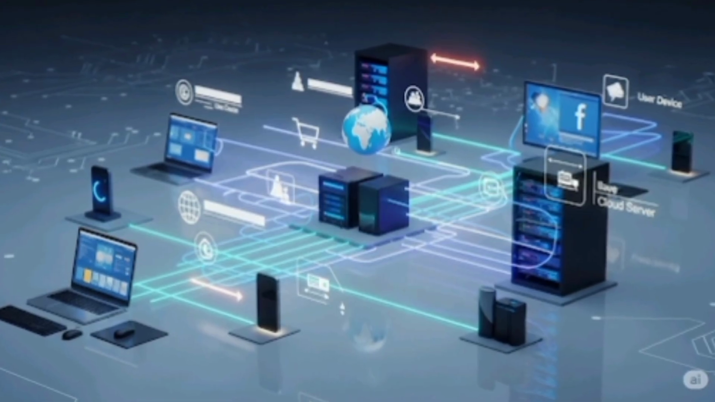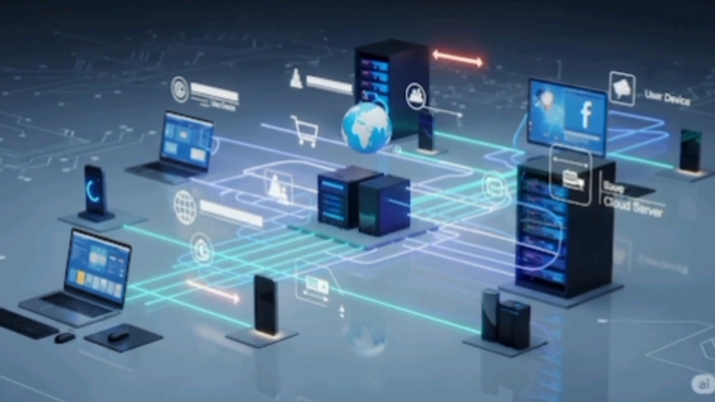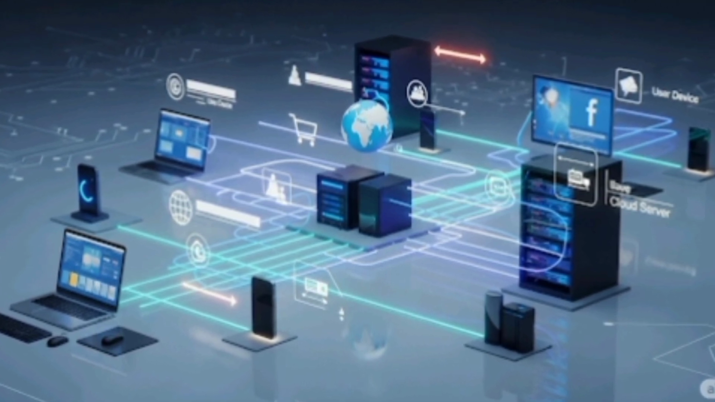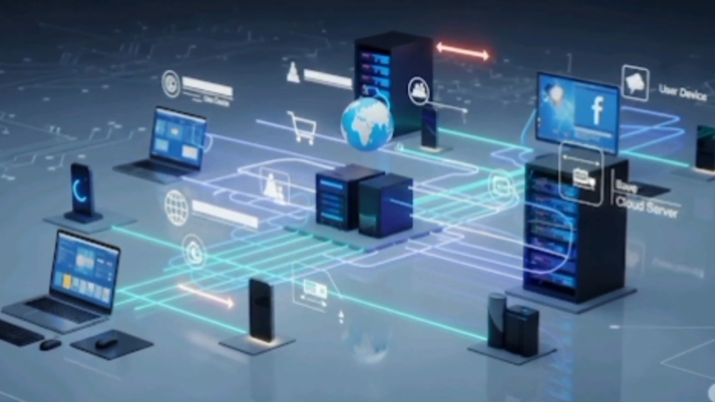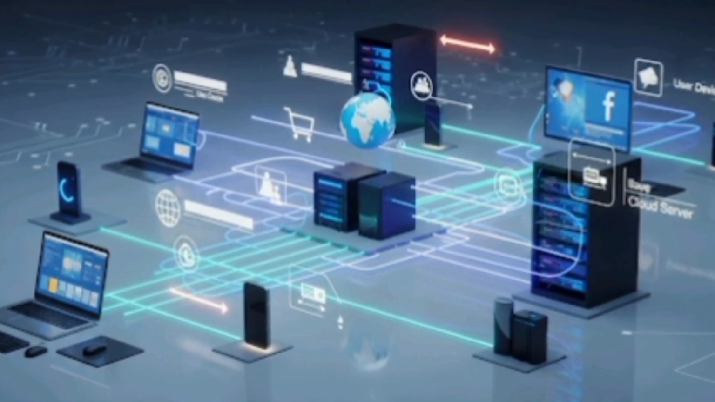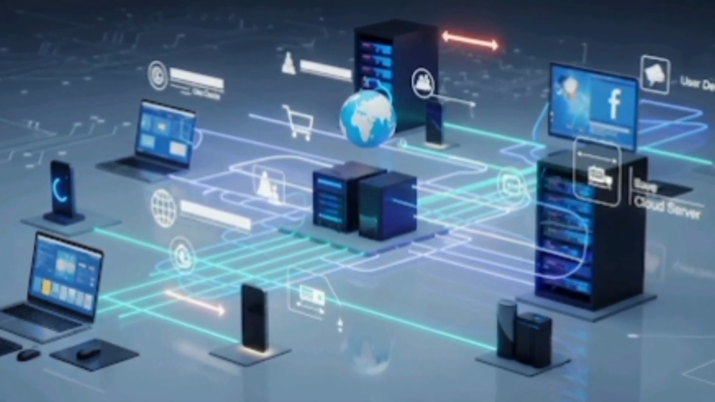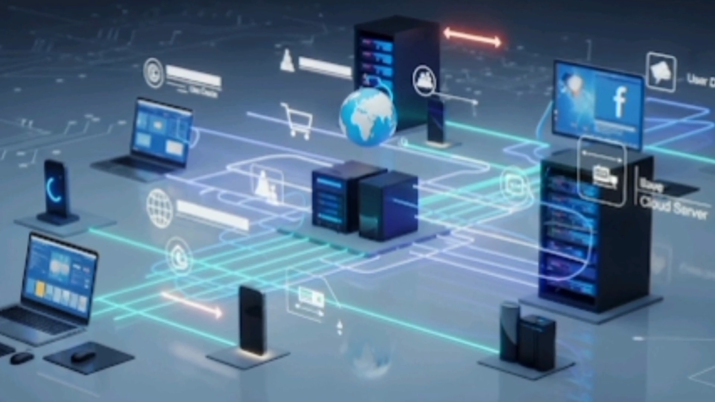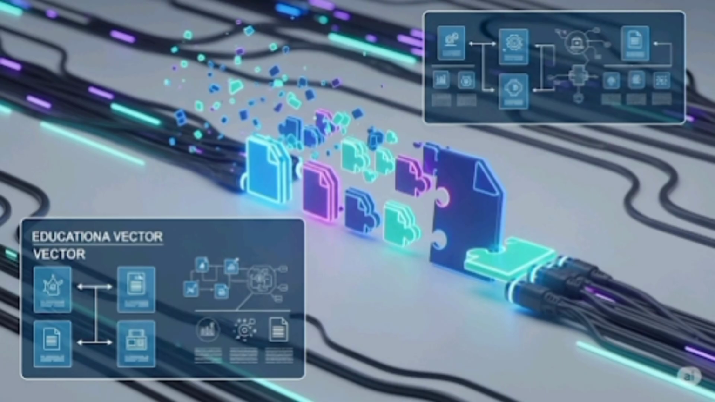Part 1. The basics, what the internet actually is. The internet isn't a place, it's a massive network. Billions of devices connected by physical cables, wireless signals, and satellites. Think of it like roads and highways for information. Your phone, laptop, or smart TV is like a car, and the websites you visit are like destinations. The roads are made up of fiber optic cables, copper wires, Wi-Fi, and 4G, 5G connections.